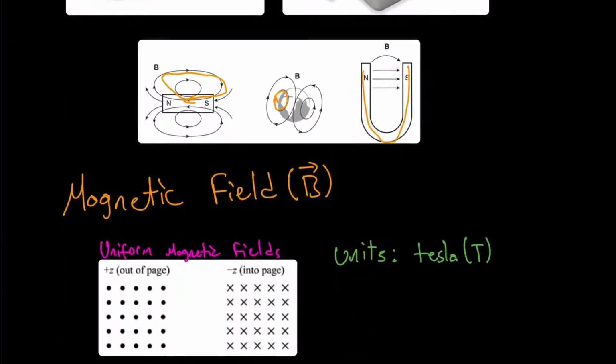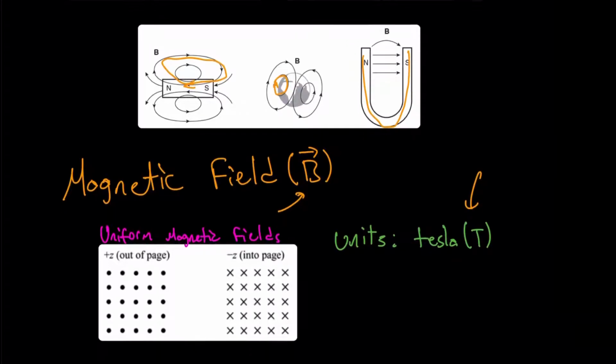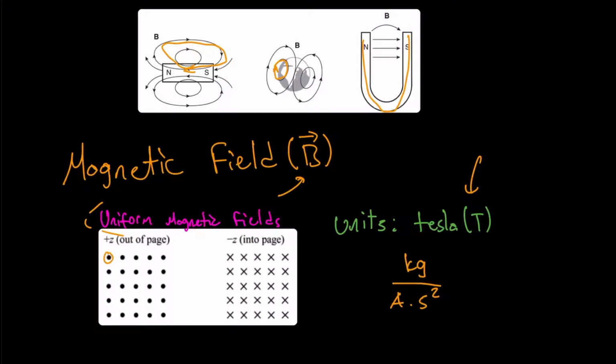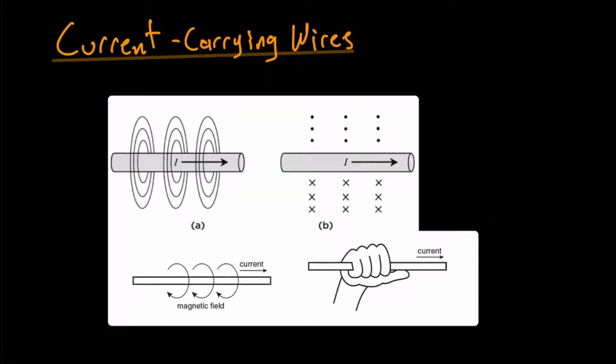Magnetic fields are shown by the letter B. It's a vector quantity and its units are Teslas. The base units for Teslas, as we've shown before, are kilograms over amperes times second squared. Uniform magnetic fields go in one direction, which we'll see in a bit. And if you see dots on a paper, it means that the vector lines are actually coming out of the page in a third dimension. And if you see crosses, that means that the vector lines are going into the page, again, in a 3D world.